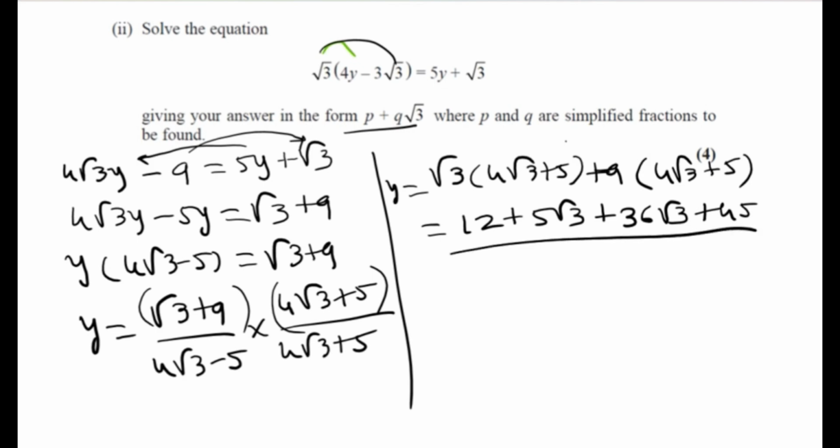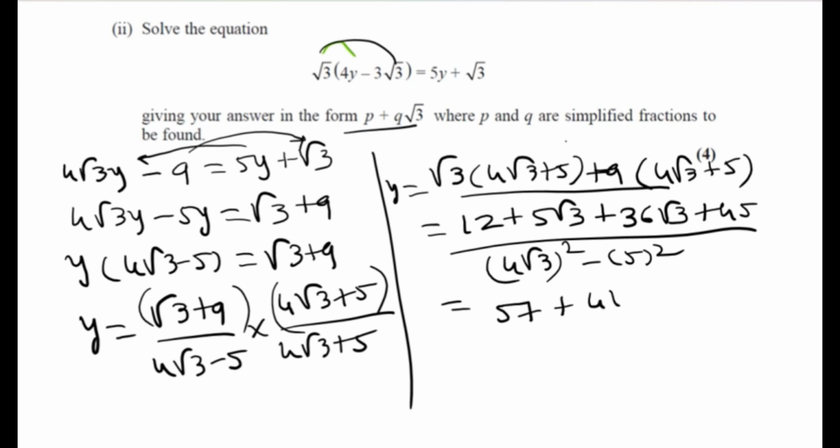over 4 root 3 squared minus 5 squared. Here also you can write the denominator. 12 plus 45 will give us 57, plus 41 root 3, over 4 root 3 squared. 4 squared is 16, root 3 squared is 3, which will give us 48 minus 25.